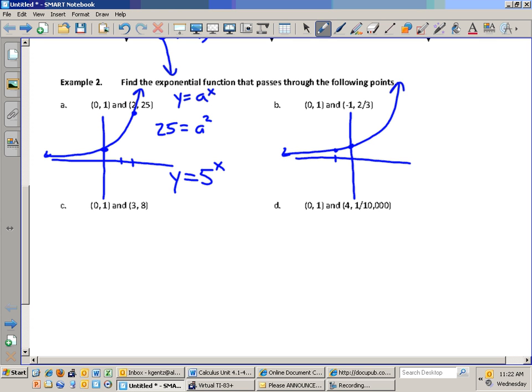Okay? Now, let's try to come up with a value. I know it has to be of the form y equals a to the x. It says y is 2/3 equals a to the negative 1 power. What number do you take to the negative 1 power to get 2/3? What does it mean to take something to the negative 1 power? You flip it. So what number did we flip to get 2/3? 3/2. So 3/2 is equal to a. So y is equal to 3/2 in parentheses to the x power.